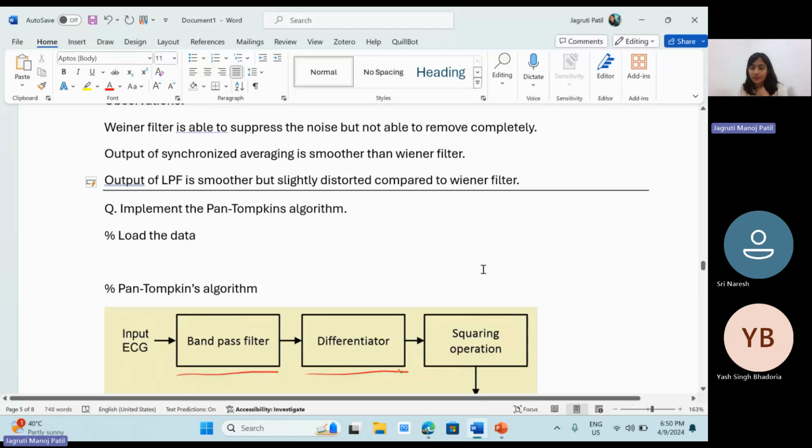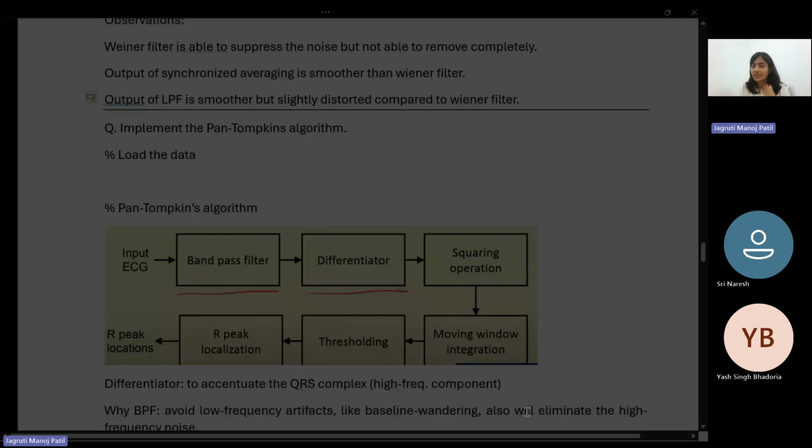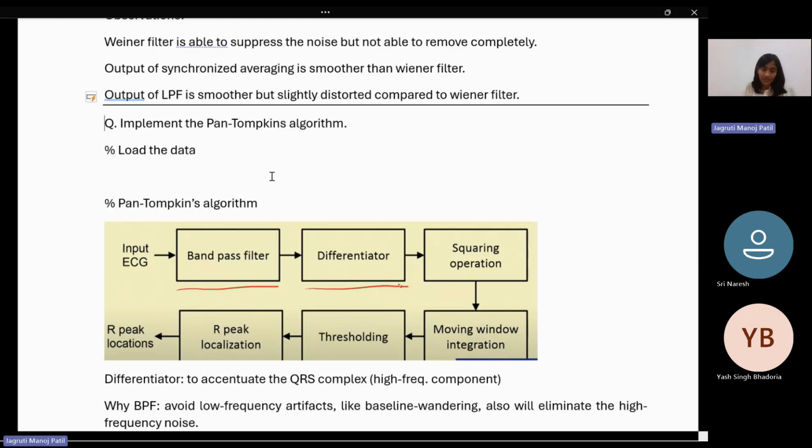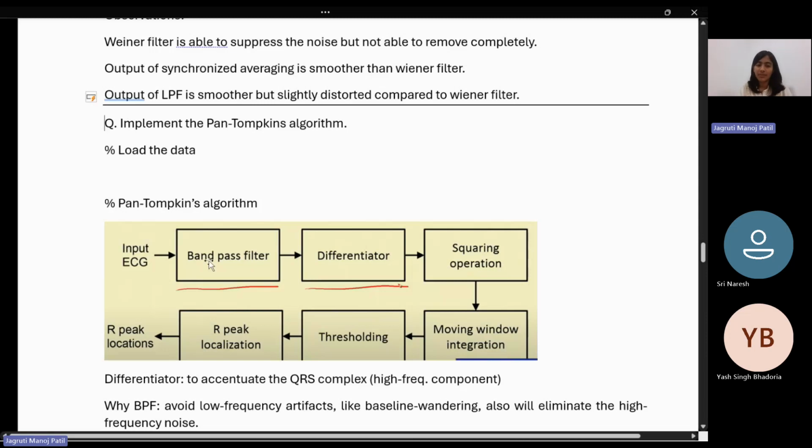Okay, so if there are no further doubts, we'll continue with the next one, that is to implement the Pan-Tompkins algorithm. What we did previously, we are using the same data set here. So we'll just load the data, and this is how the Pan-Tompkins algorithm works. We have an input ECG signal, then we band pass it.